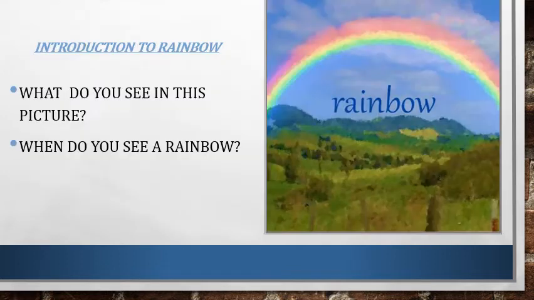Let's start our activity. So children, can you see this picture? What do you see in this picture? Can you see a semicircle colorful thing in the sky, near the clouds? Yes, this colorful thing is called a rainbow. And do you know, children, when we can see a rainbow? When it rains and at the same time the sun shines, we can see a rainbow.